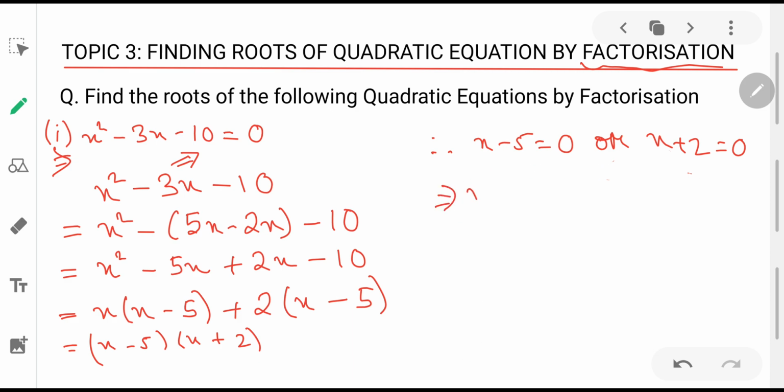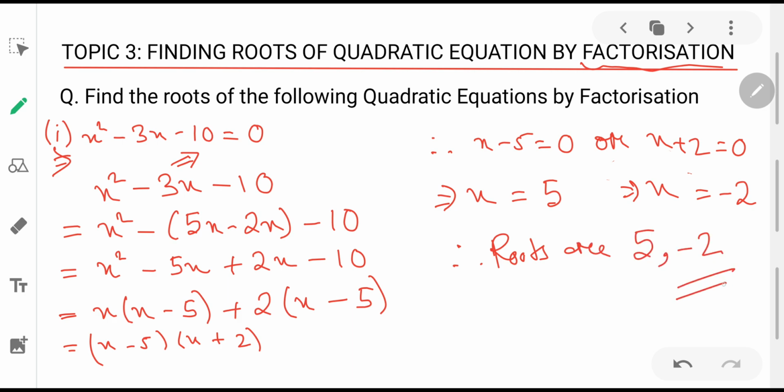So, x minus 5 equals 0, I will get how much? 5. Now, x equals to this, plus 2 will go that side and it will become how much? It will become minus 2. Therefore, what are the roots? Roots are, you can write in this form, 5 comma minus 2. Okay, this is the first question.